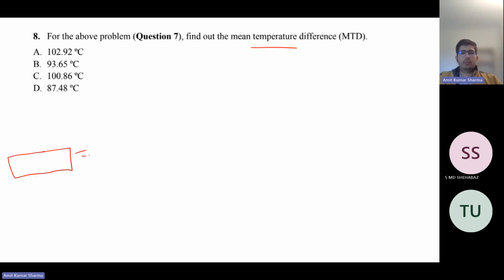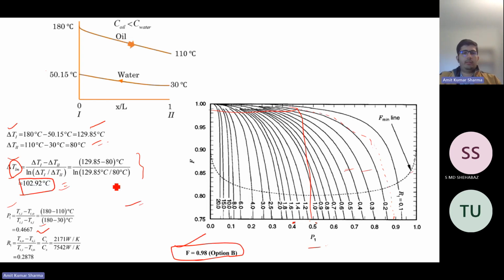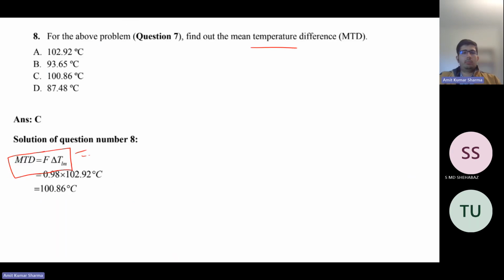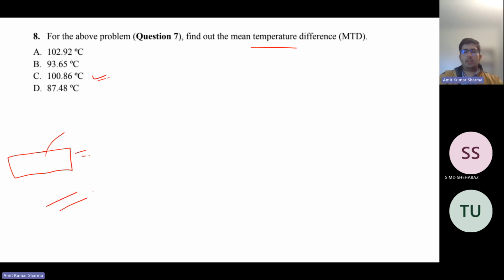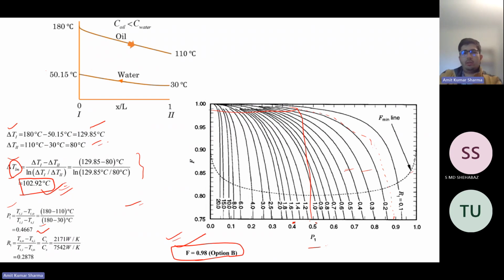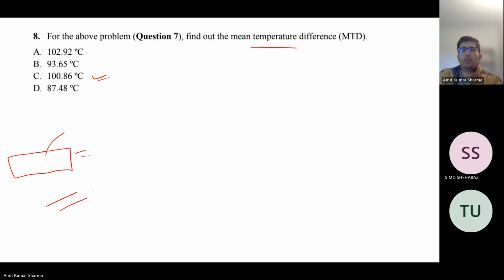So we know the F, it is 0.98, and we know the del T LM is 102.92. So just multiply these and you will get 100.86. Okay, so question number 8 is directly linked with question number 7, because if you don't know the F, then you cannot calculate it. So basically this solution is very important. If you know the solution, you can get 2 correct questions.